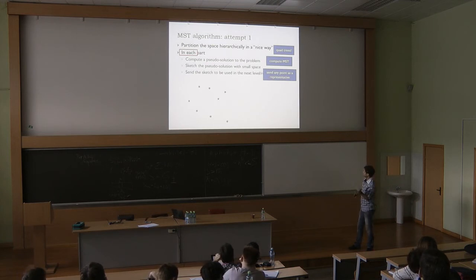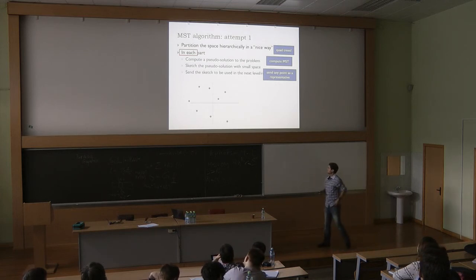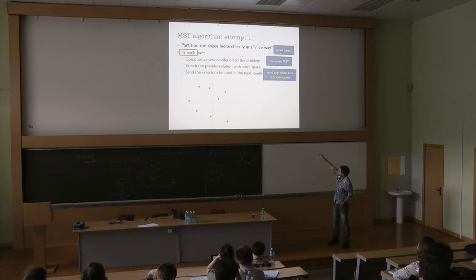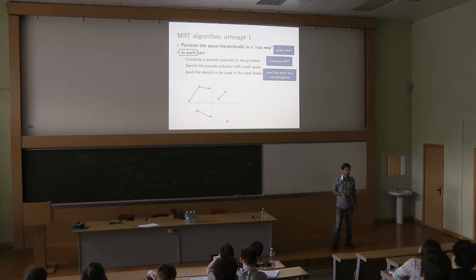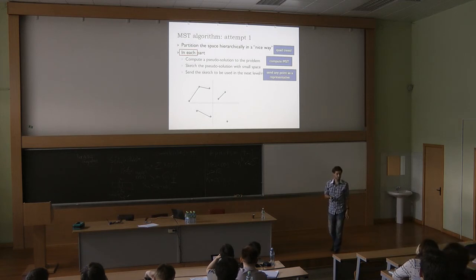So pictorially, here is the set of points. Here is one level of the quad tree. So we partition this, and each of these parts will go to a different machine. Each machine sees a subset of the points. What does it do? Well, given these points, the best thing I can do is compute the minimum spanning tree on the points that I see.